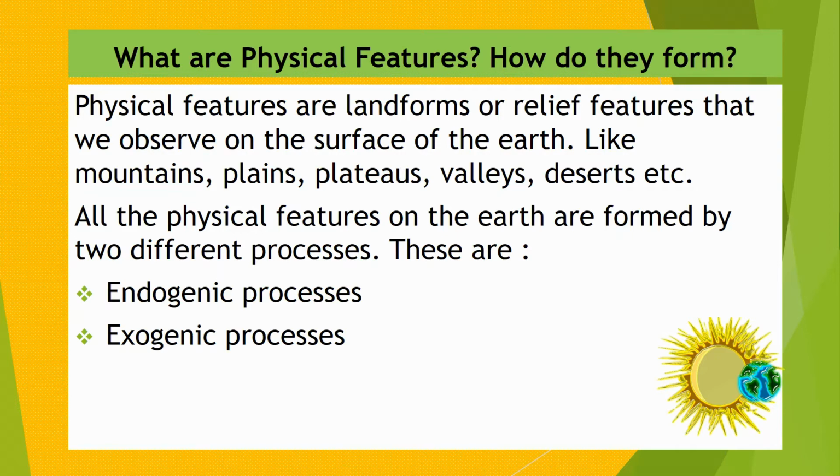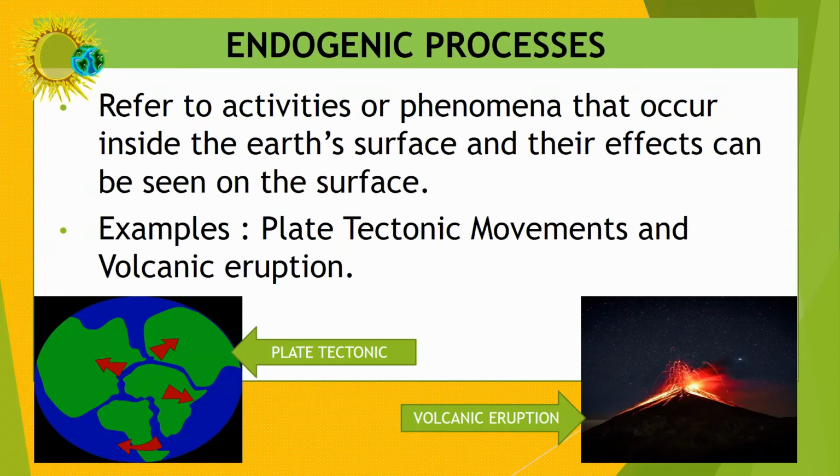We classify these processes into two groups. These are endogenic processes and exogenic processes. Let's understand what are endogenic processes. Endogenic processes refer to activities or phenomena that occur inside the Earth's surface, and their effects can be seen on the surface of the Earth.